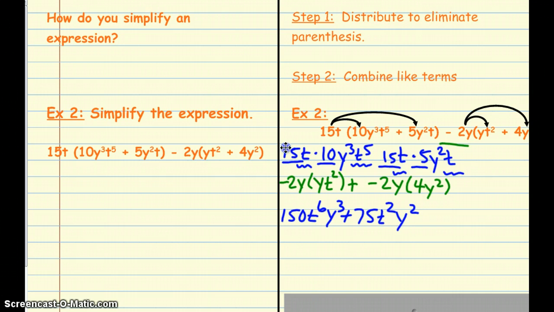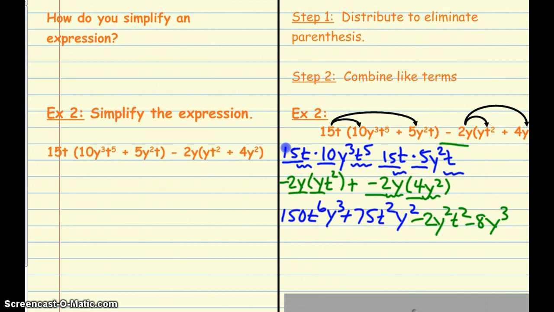Then I'm going to bring these green ones, and I've got negative 2y times y t squared. Well, there is no other number, so I've got negative 2, and I've got y and y for y squared, and then I have t squared. And then for the next part, I have negative 2 times 4. Negative 2 times positive 4 is negative 8. And then I have y times y squared, which is y to the third.